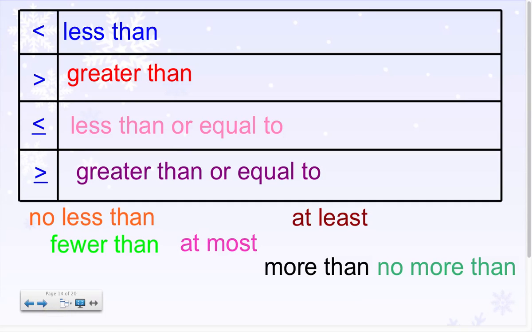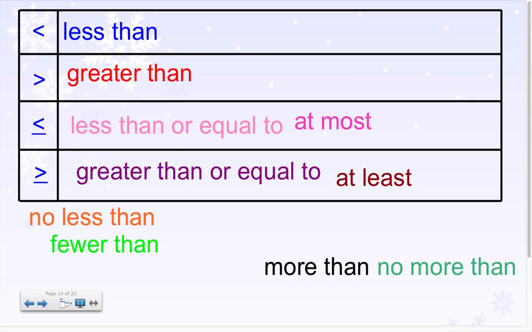If you think about it, if I have at most 5 friends, then I have less than or equal to 5 friends. At the most I have is 5, but I could have less than that. So at most goes under less than or equal to. Then if I say I have at least 5 friends, that means I have 5 or more friends. So that one is greater than or equal to.